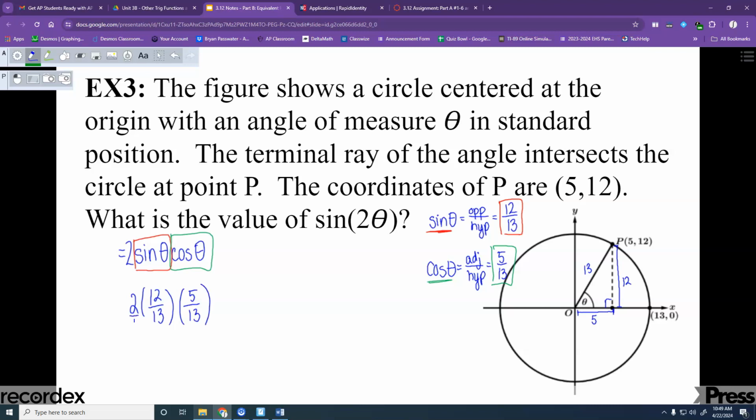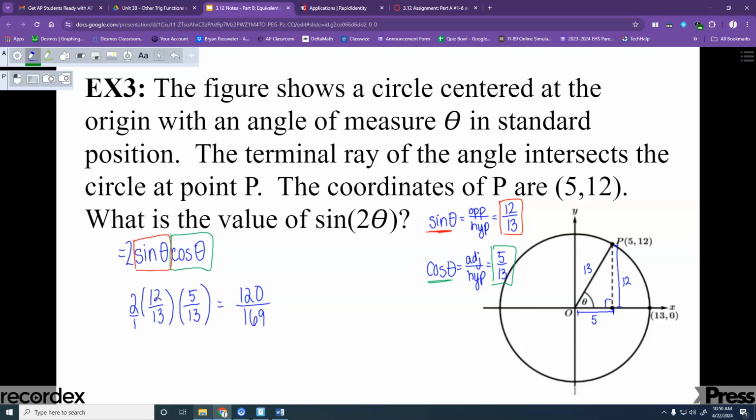Here, it's over 1. And so you would just multiply straight across from that. I don't think anything's going to cancel. I'd do 2 times 5, which would give me 10. Multiply by 12, you get 120 on the top. 13 times 13 is 160. Is it 169? I think. Is that right?